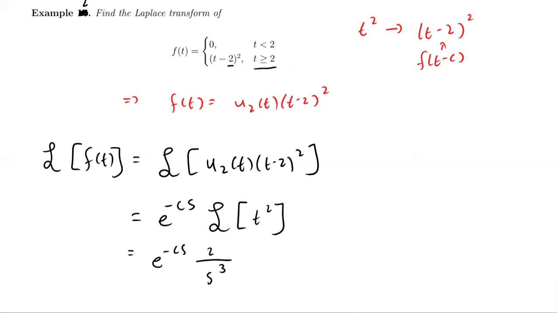Now you see how easy it was. We didn't have to use the actual definition with the improper integral. All we have to do is first make sure that the c value at which we turn on our function, which in our case is c equals 2, matches the shift we're applying to the function inside. In this case, the function is t squared, and we're shifting it 2 units, which matches the c when we turn on the function.